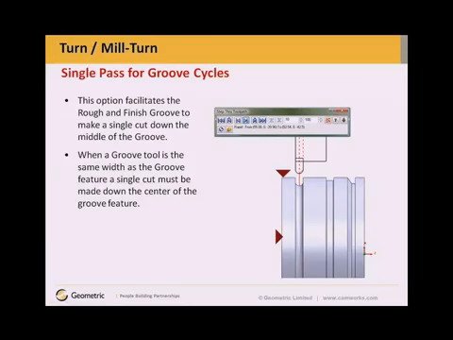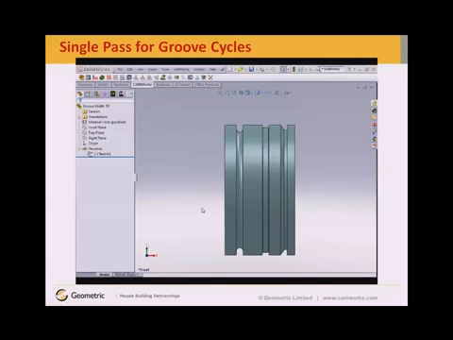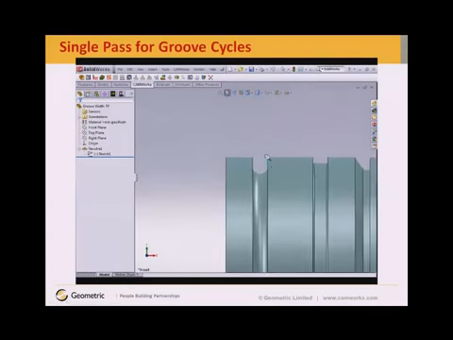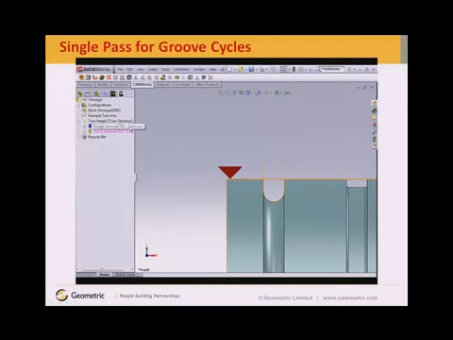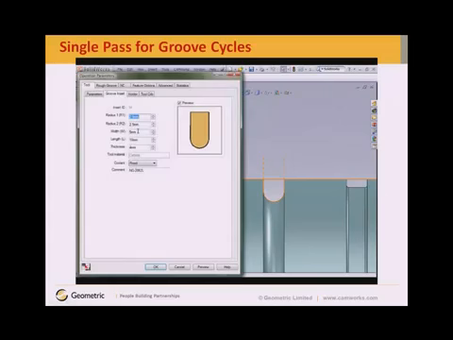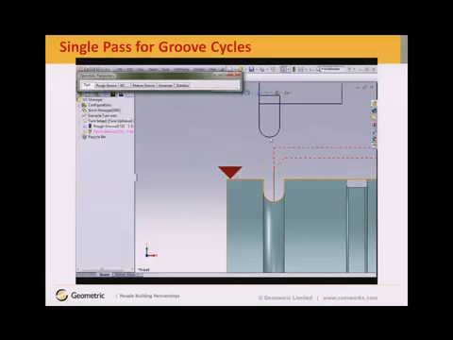So in CAMWorks 2010, our development team has modified the algorithm to allow for such cases. Now, whenever this case arises where the insert width is the same as the groove width, CAMWorks will generate the operations. Here's an example inside of CAMWorks. As you can see here, the groove width is 5 millimeters. And in the rough groove operation, I have the same width of a tool that is 5 millimeters. After generating toolpath, I get a single pass in the rough groove operation.